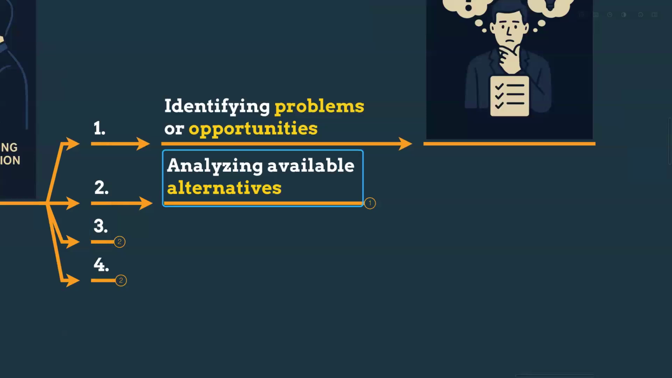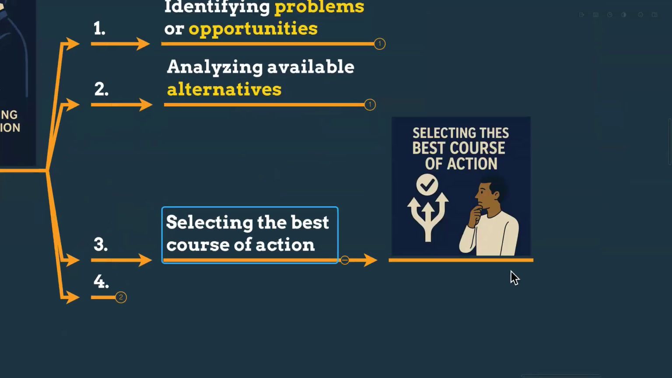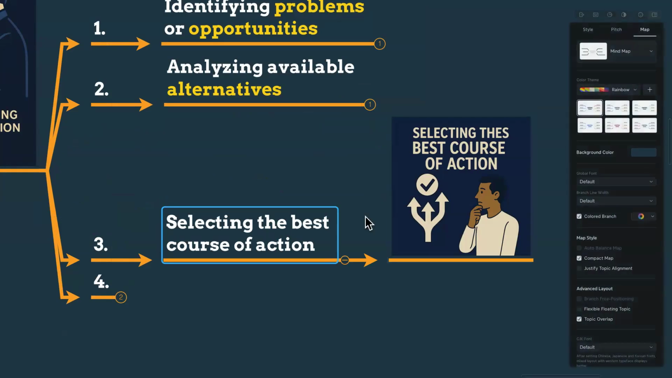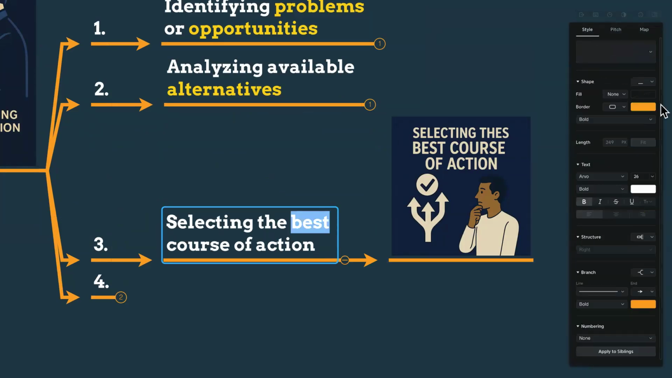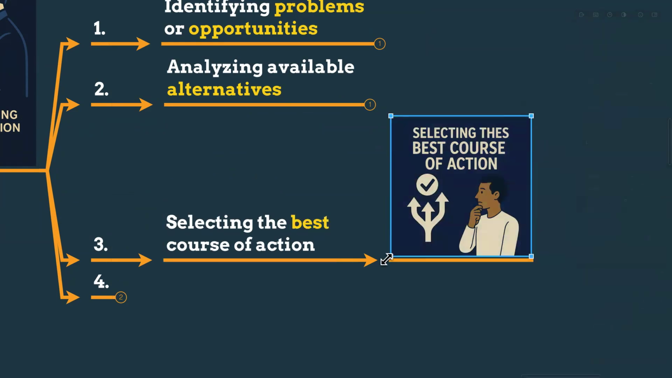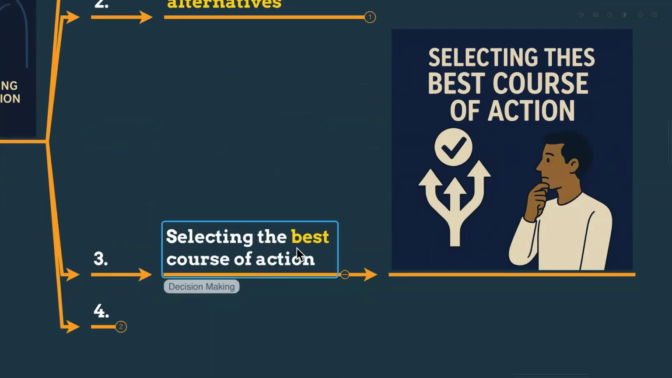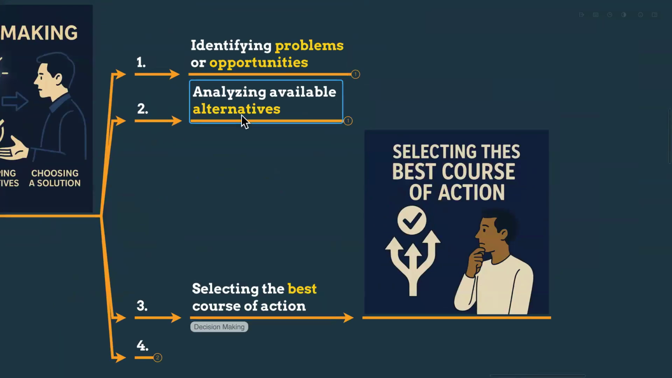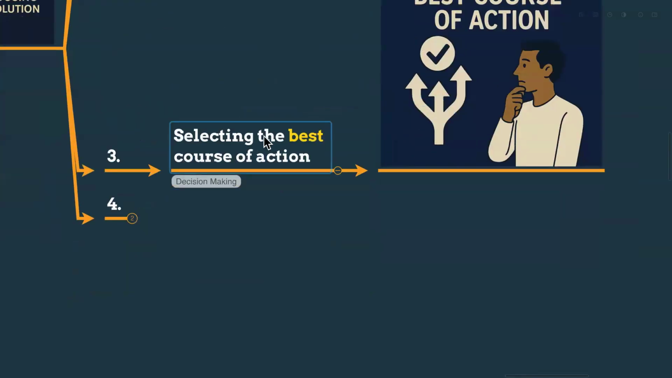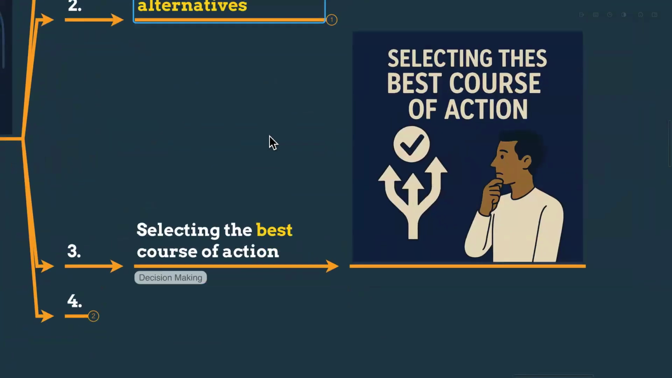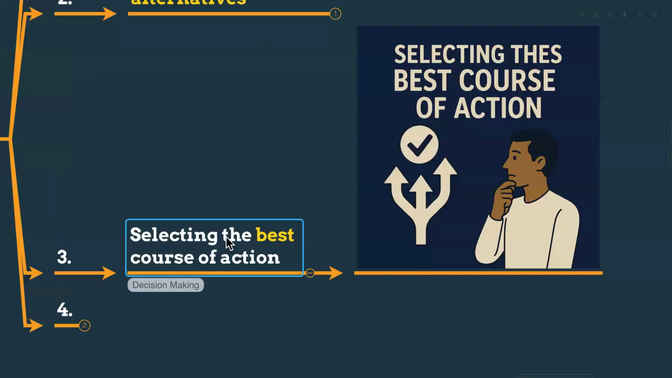So analyzing the available alternatives, then selecting the best course of action, right? From the available alternatives I have set, choosing the best course of action is something we are learning right now, that is decision making. So identifying the problem, seeing it as an opportunity, and analyzing the available alternatives are problem solving. Selecting the best course of action after your analysis is considered decision making.